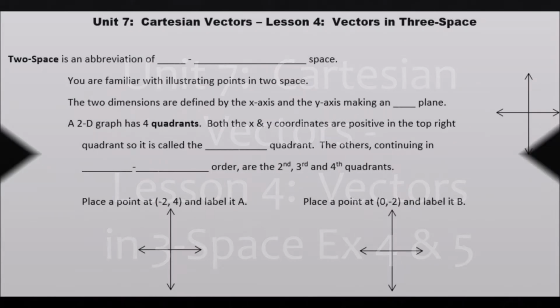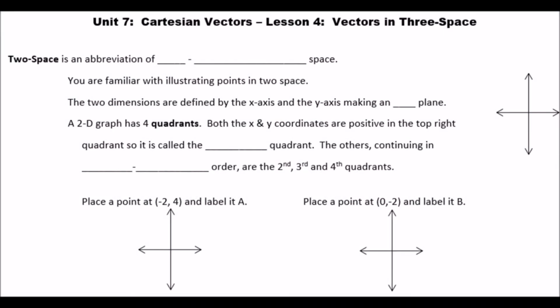Welcome to Unit 7, Cartesian Vectors, Lesson 4, Vectors in 3 space. So far we've only looked at vectors in 2 space, geometric vectors, up to Lesson 3. But now we're going to explore vectors in 3 space. 2 space is an abbreviation for two-dimensional space.